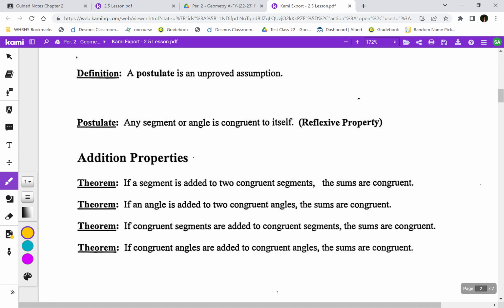A postulate is something we know to be true. You can't prove it, but we know for a fact that it's true. So the first postulate we're going to learn is that any segment or angle is congruent to itself. Doesn't that make sense? That anything has to really be congruent to itself. So any segment or angle is congruent to itself. In proofs, we're going to call that the reflexive property. So in proofs, we're going to write reflexive. Anything is congruent to itself.